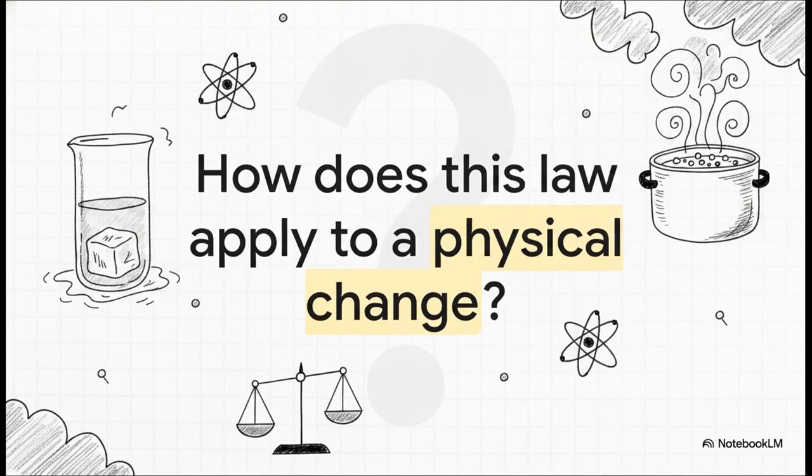So, we've just seen how this law works beautifully for chemical changes inside a closed flask. But I want to leave you with a bit of a challenge to test your new chemistry skills. Can you think of an example of this law of conservation of mass when it applies to a physical change instead of a chemical one? Think about everyday things like ice melting in a glass or a pot of water boiling away into steam on the stove. Does the total mass actually change in those situations?